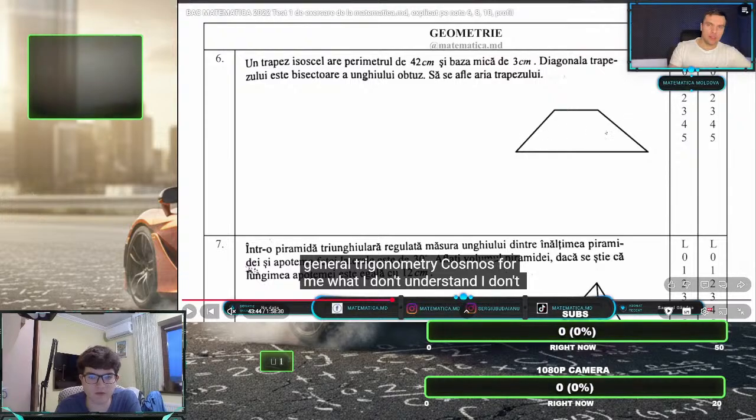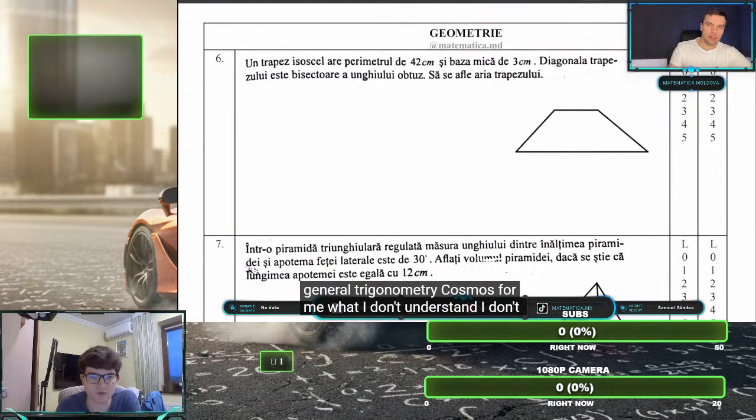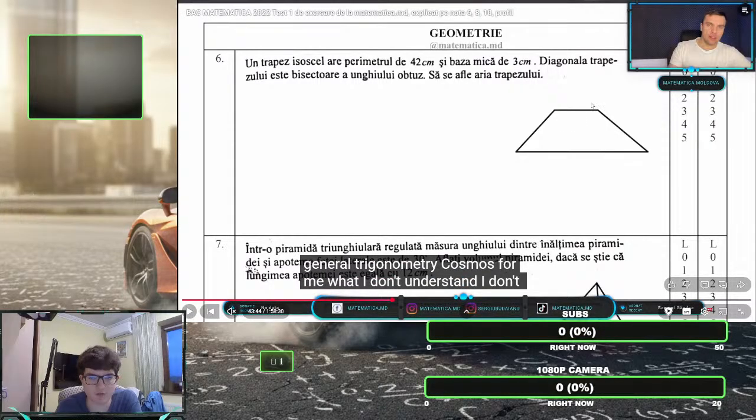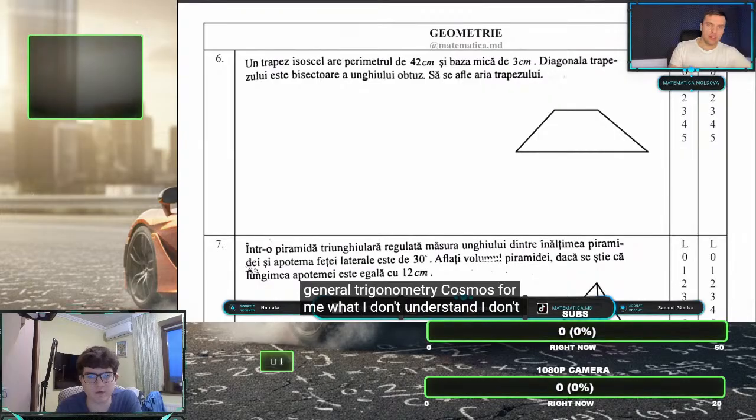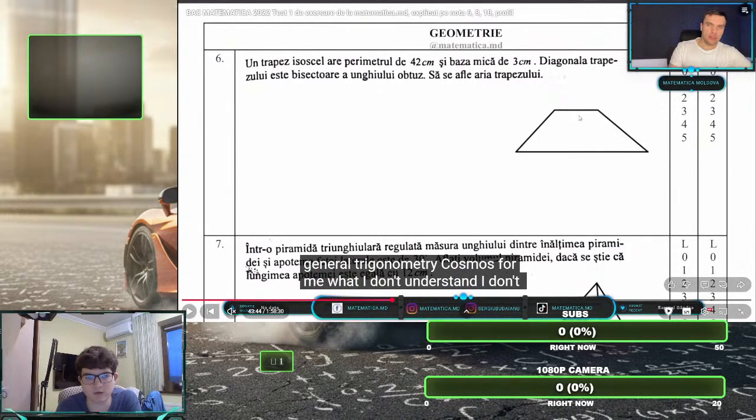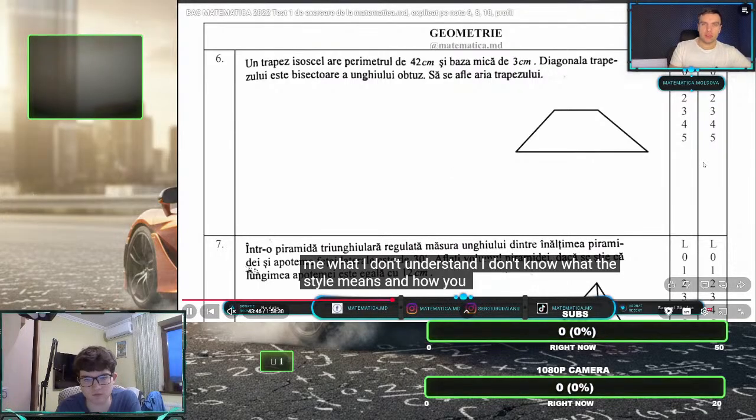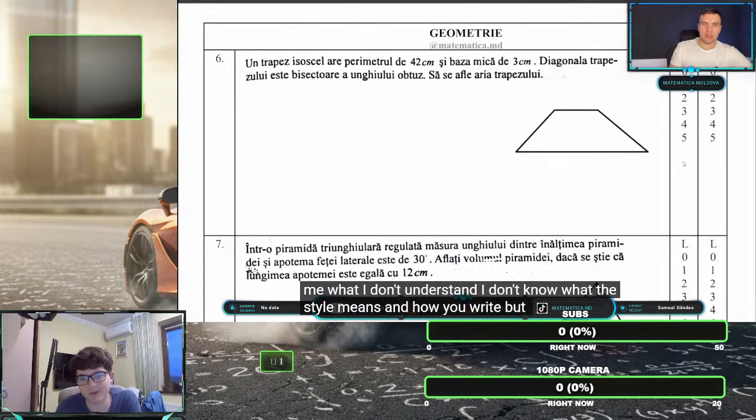So we got this figure, the perimeter is 42, and the line at the top is 3. I need to find the area of this thing, knowing that the diagonal is the middle part of some angle. I guess on the ACT you get a formula sheet. I don't have it right now.